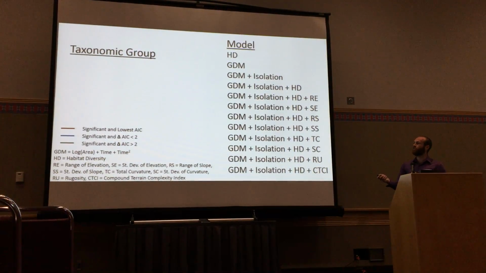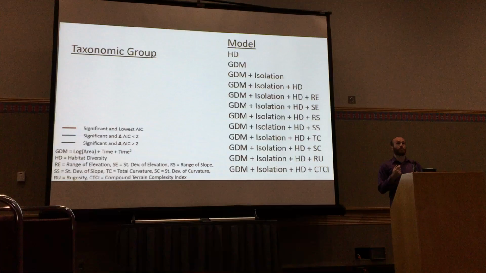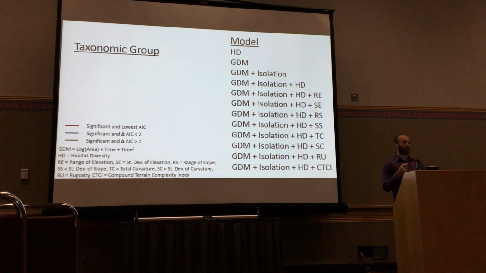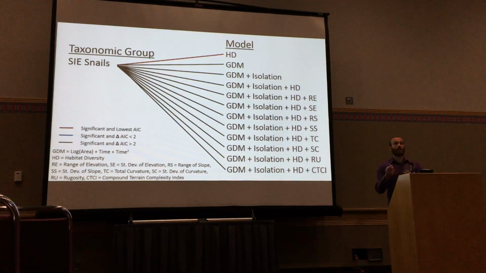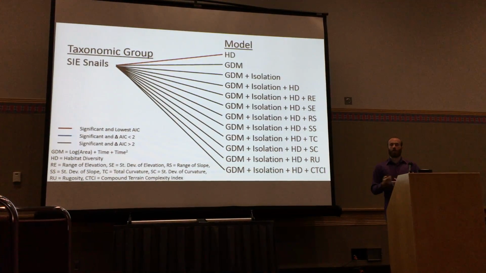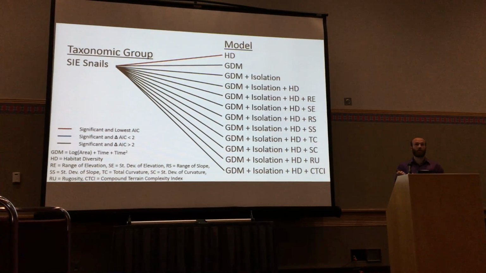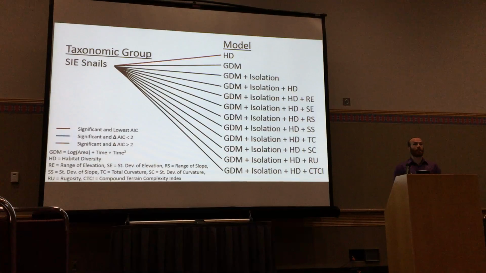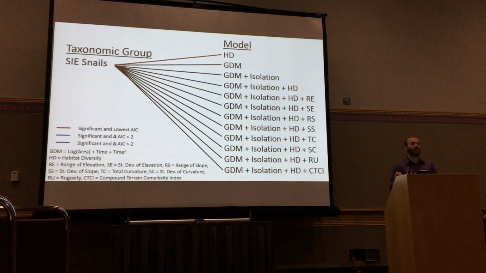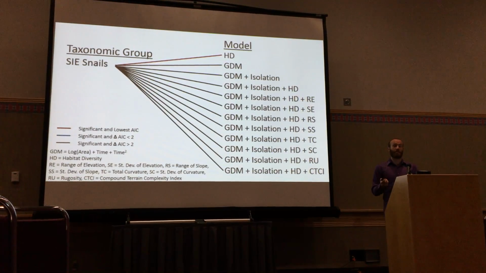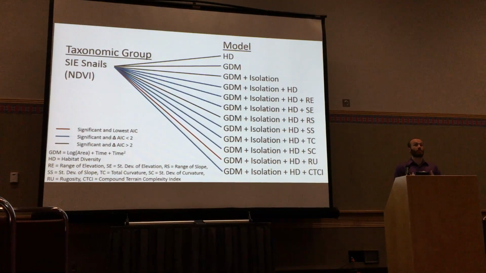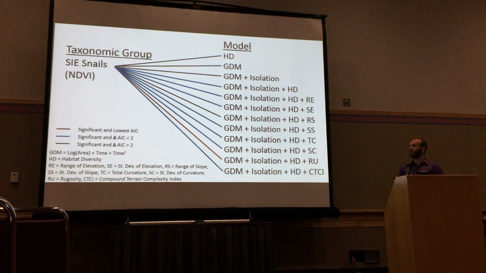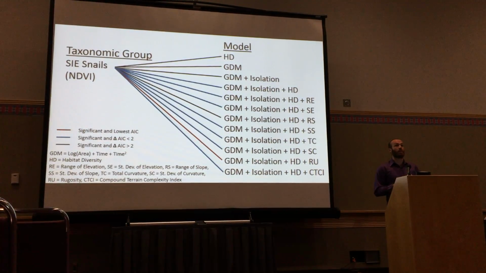These were all significant, but the red line is going to indicate the one with the lowest AIC. Blue lines will be delta AIC less than 2, and black lines will be delta AIC greater than 2. So we see when we look at the entire landscape for the snails, that while these models that include a topographic complexity index are significant, they weren't close. They had a very high AIC compared to just habitat diversity. But if we look at just the landscape, we can see that the complexity index becomes much more important. So this needs to be considered when we start applying this to other taxonomic groups.